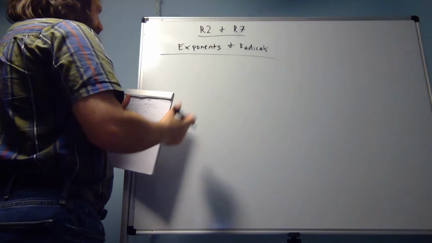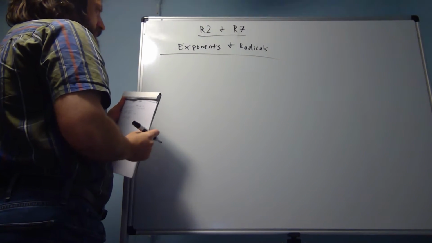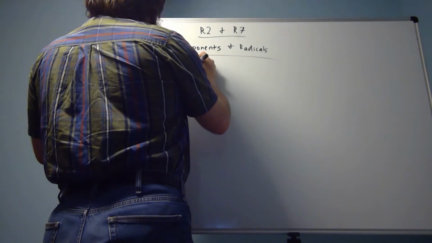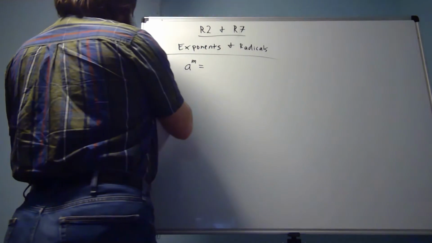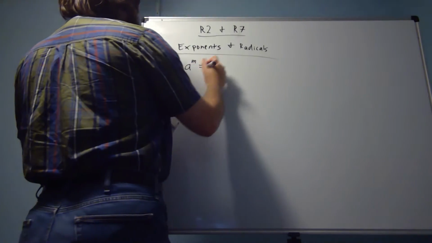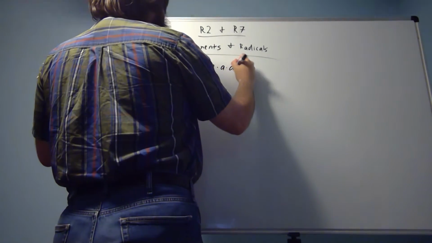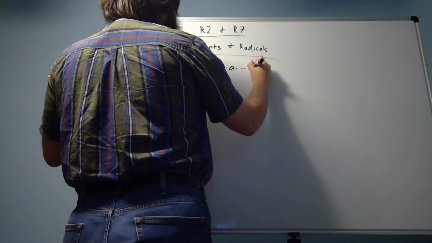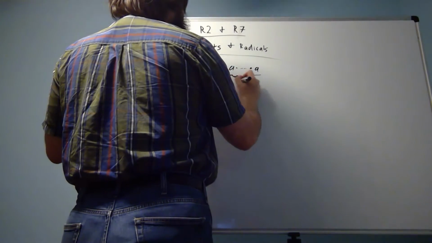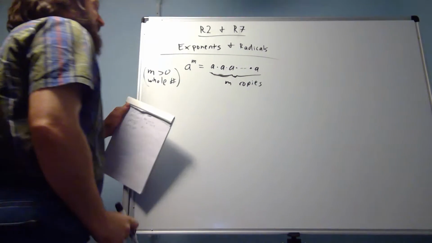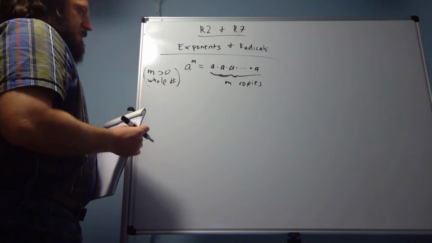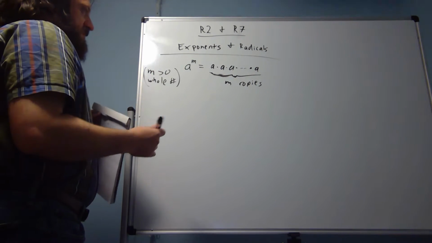Originally we think of exponents as being positive whole numbers. So a to the m is however many there are. There are m copies of a, and you multiply them all out. And that's sort of a definition.